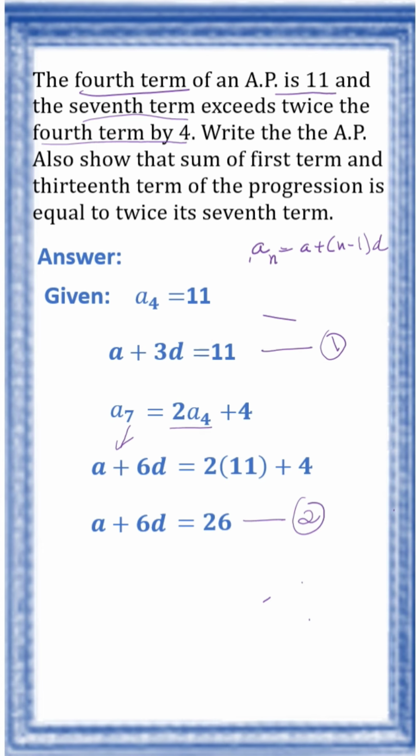What can we do now? We can solve it by which method? Elimination method, isn't it? Here equation number 2 minus equation number 1. Then it has a negative sign, and a and a cancel. 6d minus 3d is 3d, 26 minus 11 is 15. So 3d is equal to 15, d is equal to 5. 15 by 3, that is 5.